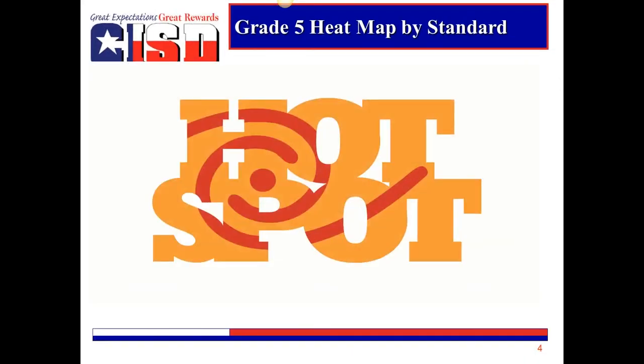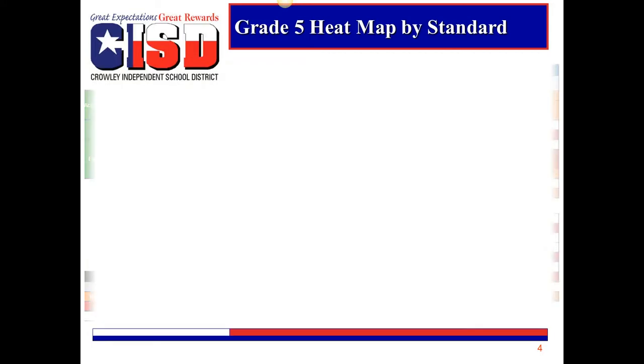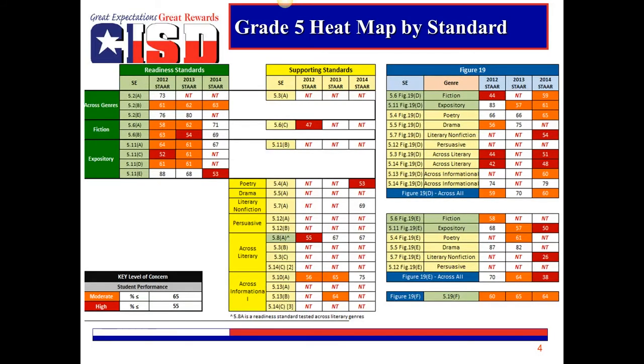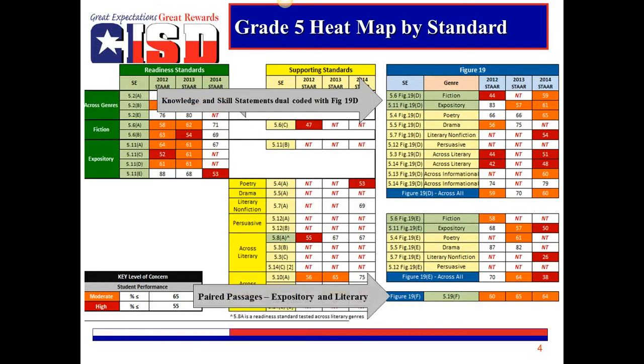Let's take a look at our hotspots for this unit from our Grade 5 heat map by standard. We see that 5.2b, Use Context Clues, is a hotspot, as well as our knowledge and skills statements dual-coded with Figure 19D. And finally, Figure 19F, Making Thematic Connections Across Genres, is also a hotspot. Let's take a closer look at Figure 19F on our IFD.